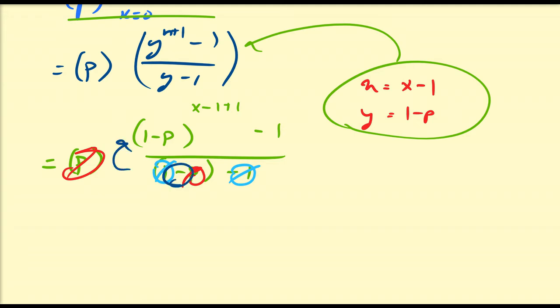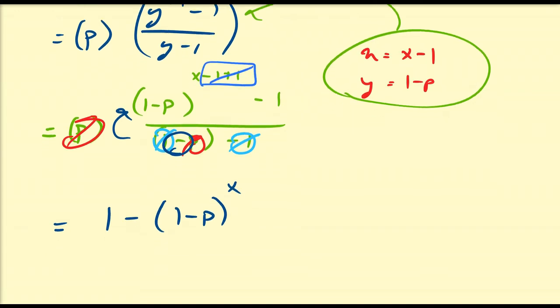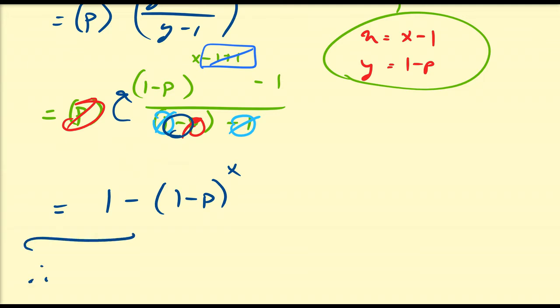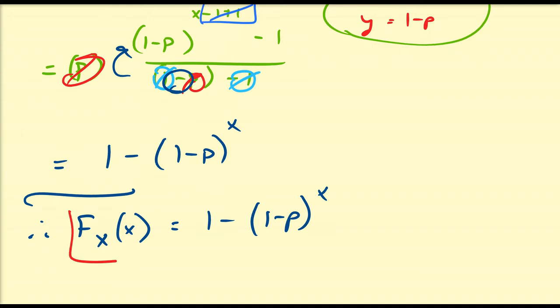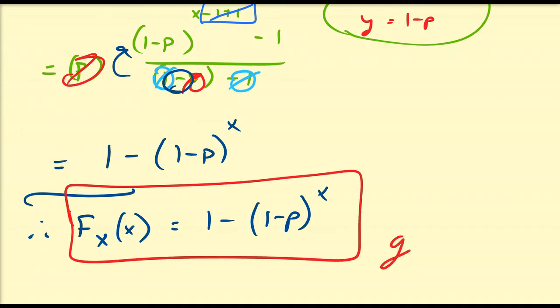So I'm just going to distribute that in the top, and that's going to give us 1 minus the quantity 1 minus p to the power of x. Why just x? Because 1 and negative 1 cancel. Right? Therefore, the cumulative distribution function for a geometric random variable is going to be equal to 1 minus the quantity 1 minus p to the power of x. So this is for geometric x.